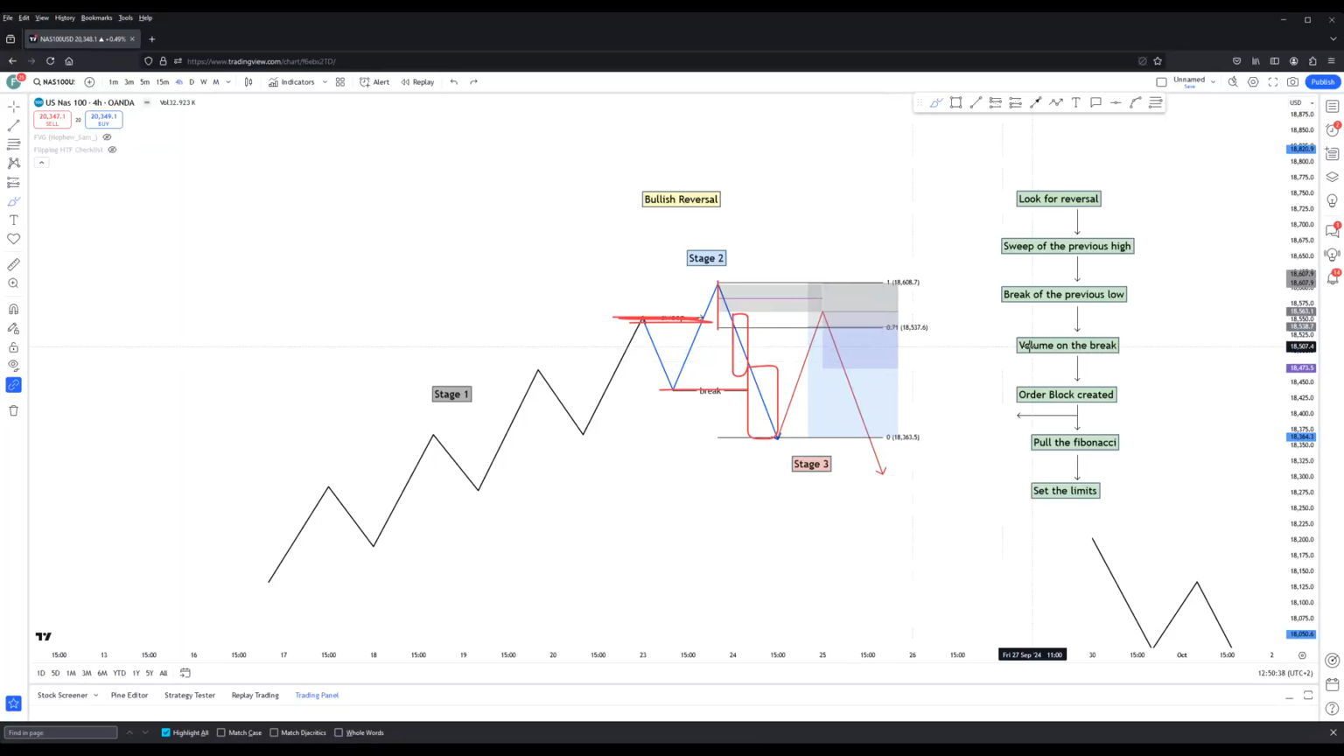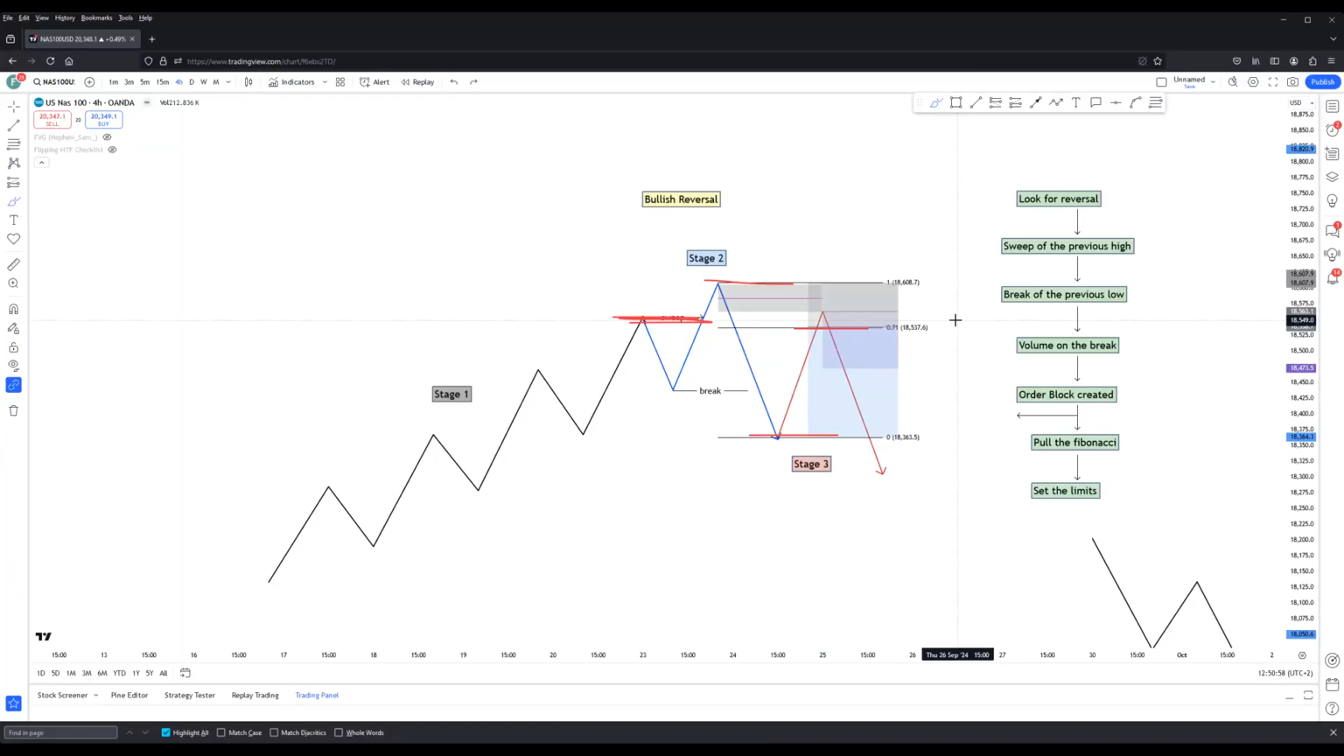And if everything is there, we just simply pull the Fibonacci from the high to the low. This is the high point, the first of the Fibonacci level, and this is the 0 level. We pull the Fibonacci, we set the limit order on the 71 level, we set the limit order on the order block, and there you go, ladies and gentlemen, there is your trade.